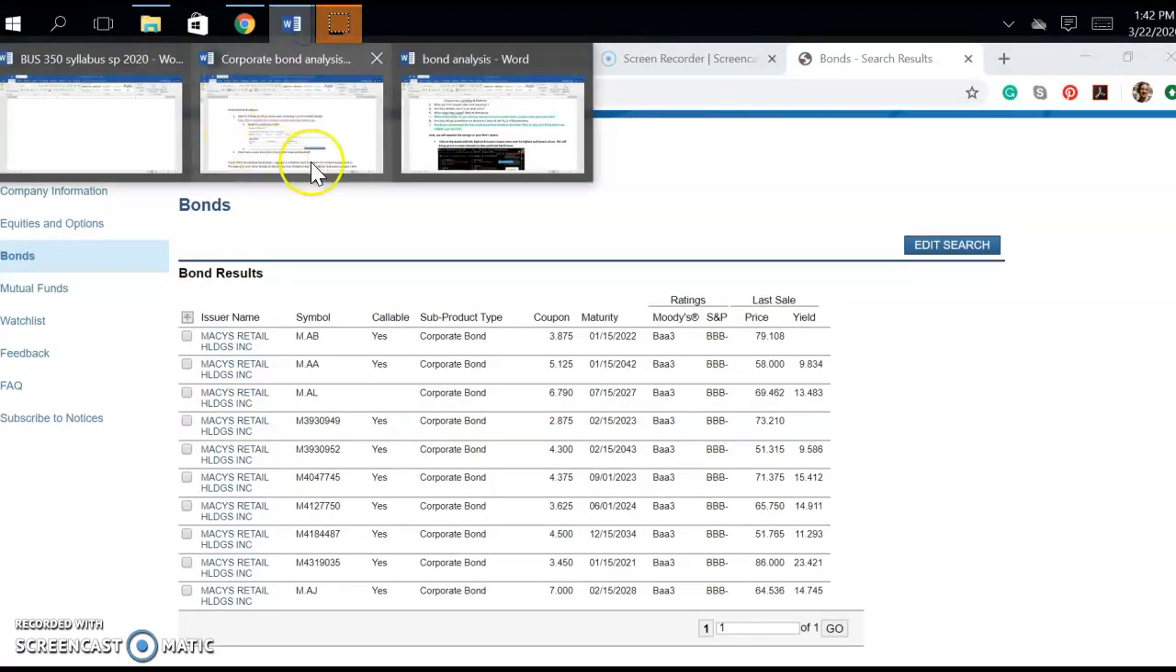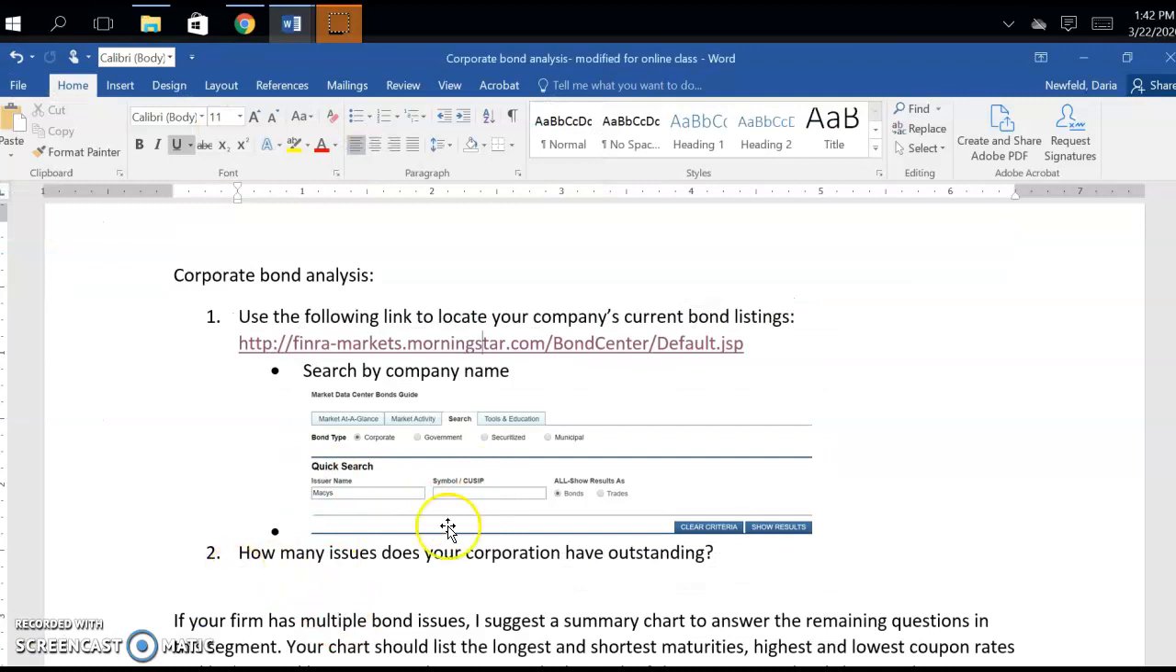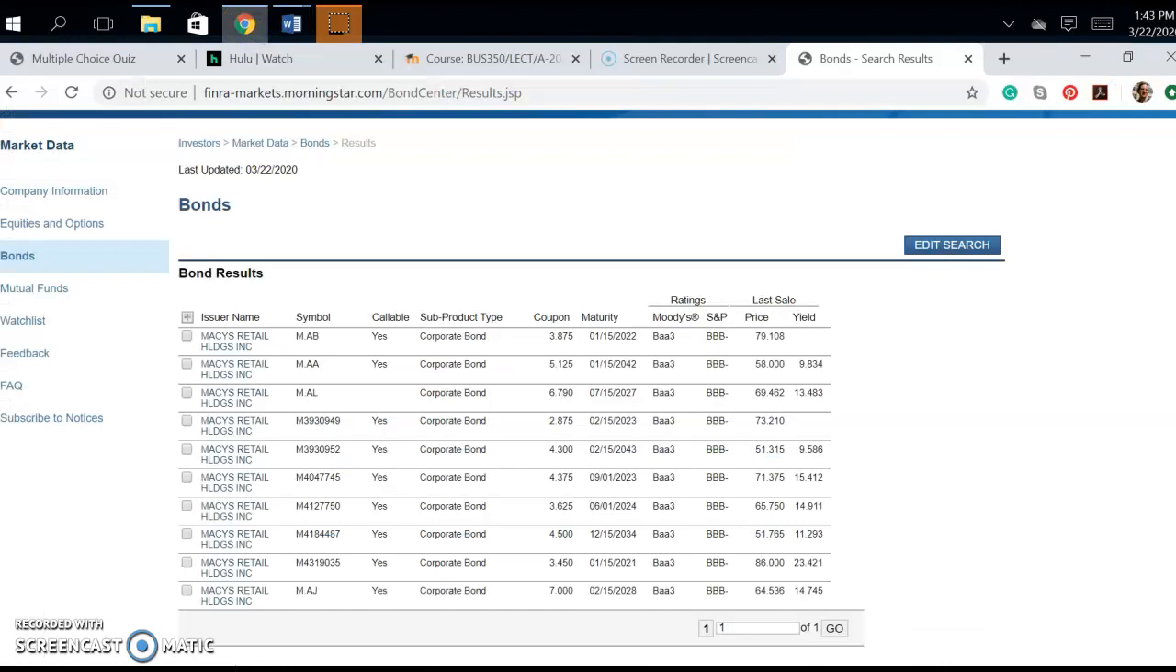So the first question on here, how many issues does your corporation have outstanding? So that means how many bonds do you have right now? Now, when I'm looking this up on Bloomberg, it comes right up with a number. Here, I just have to count. So 1, 2, 3, 4, 5, 6, 7, 8, 9, 10. Okay, so my company has 10 bonds outstanding.